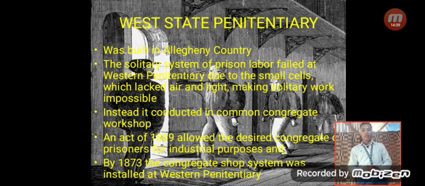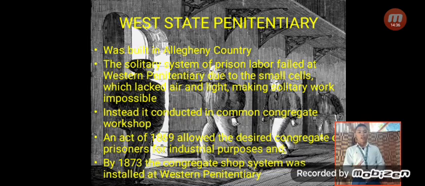In 1829, the Eastern State Penitentiary was built outside Philadelphia. The Act of 1829, enacted through the influence of the Pennsylvania Prison Society, ordered that the fundamental program of penal administration at both facilities be solitary confinement at hard labor.